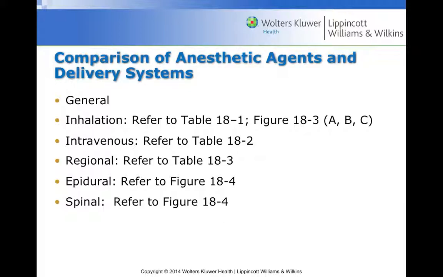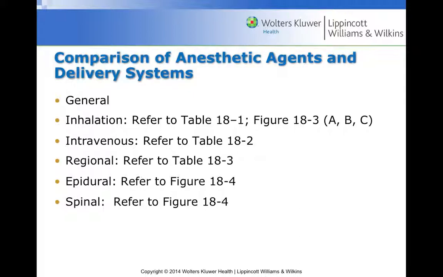When we look at inhalation, inhaled anesthetic agents include volatile liquid agents and gases. They produce anesthesia when their vapors are inhaled. Some commonly used inhalant agents are listed in your text on page 428 in table 18-1. Gas anesthetic agents are administered by inhalation and are always combined with oxygen. Nitrous oxide is the most commonly used gas anesthetic agent.